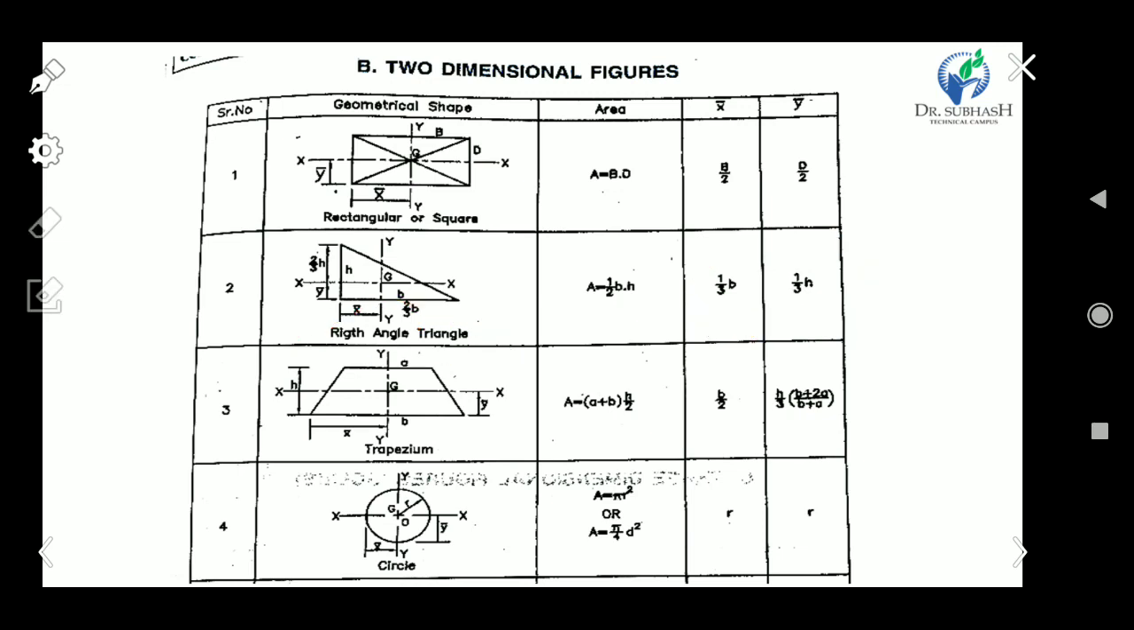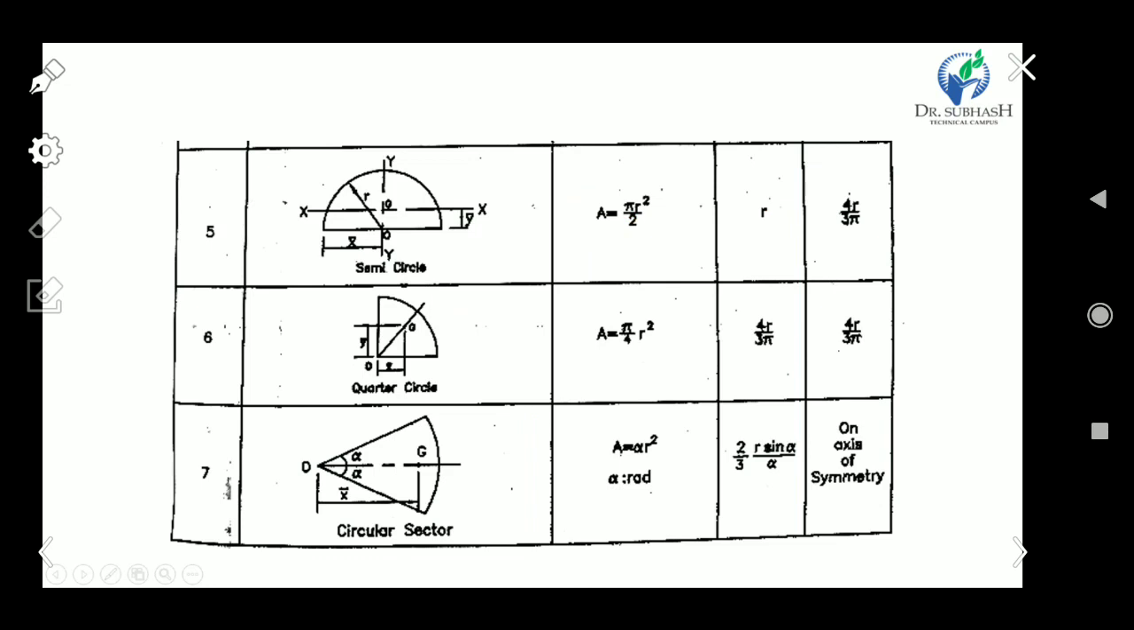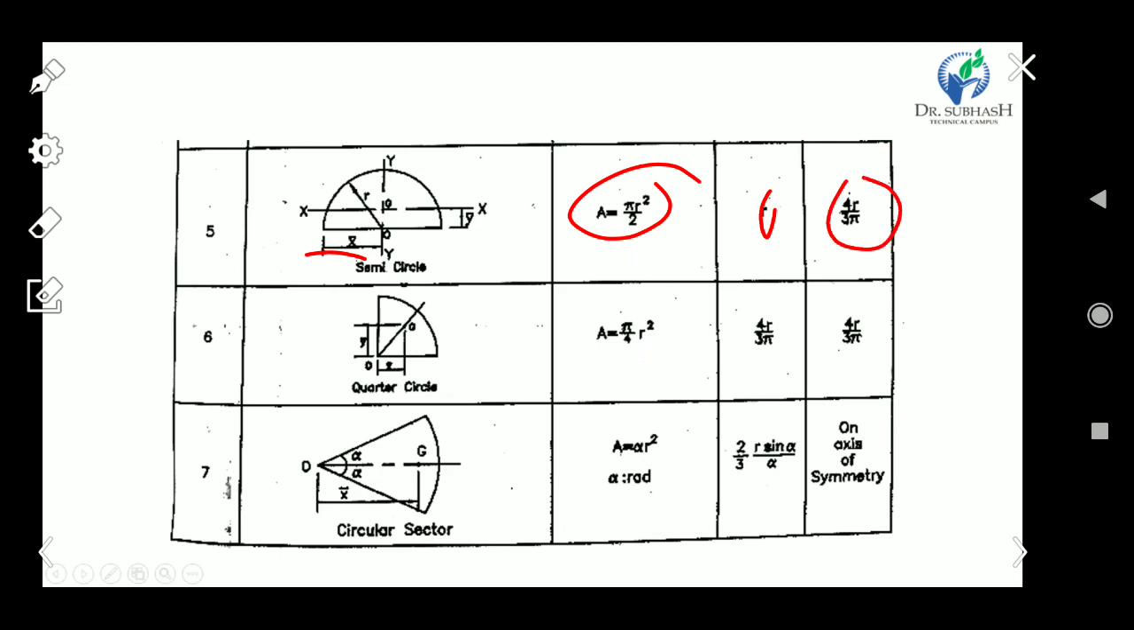So you have to memorize these equations or distance values for all the two-dimensional figures. Similarly, for a semicircle, the area is pi r square by 2, and the distance of CG to the axis for x bar is r, and y bar is 4r upon 3 pi, meaning the distance of CG to the reference axes, y axis and x axis. Okay, clear?